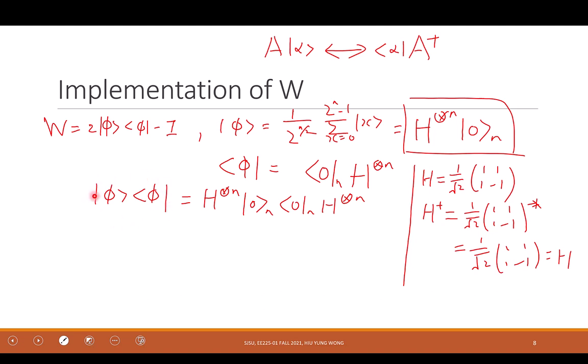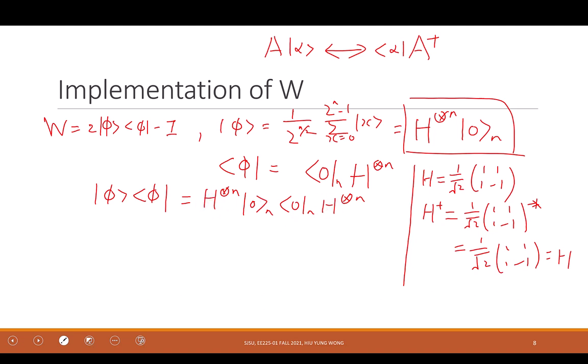This one is what? Matrix. How about this one? Matrix. How about this one? Outer product. Also matrix. Matrix times matrix times matrix. Matrix. At least in terms of dimensionality, I'm correct. Right? And check it carefully. Yes, I'm correct. And then he said, can I just cancel the H?